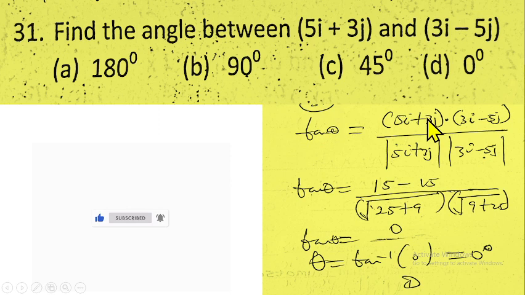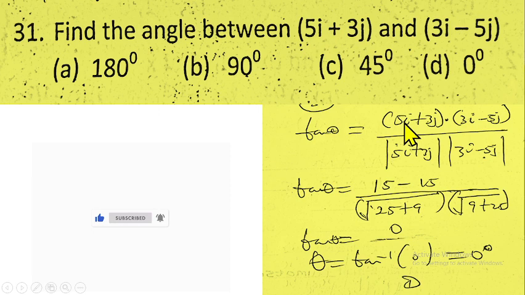Cos theta equals the dot product of these two vectors divided by the absolute values of the two vectors, multiplied together. Don't forget, this is cos theta, not tan theta. So you may need to correct that by your own hand. So you have to find the dot product of these vectors.